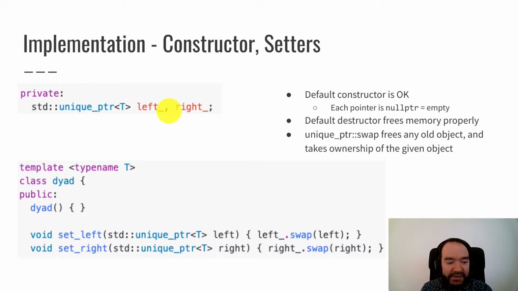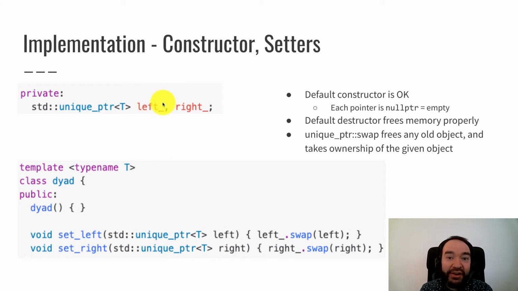And I'm setting left and setting right using the unique pointer swap operation. So what that does is if I need to set the left pointer, I'm given a unique pointer to an existing object that I want to be on the left, and I'm saying left underscore, meaning the data member, swap your contents with the passed in left. So the argument left has no underscore. The data member does have an underscore.